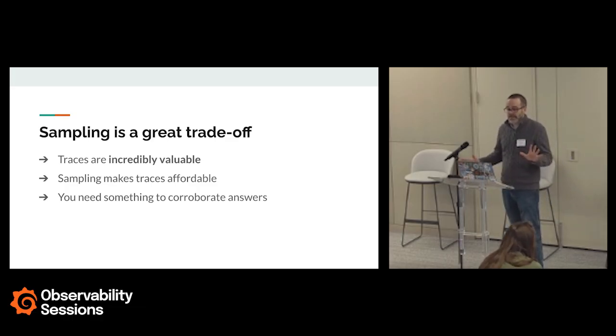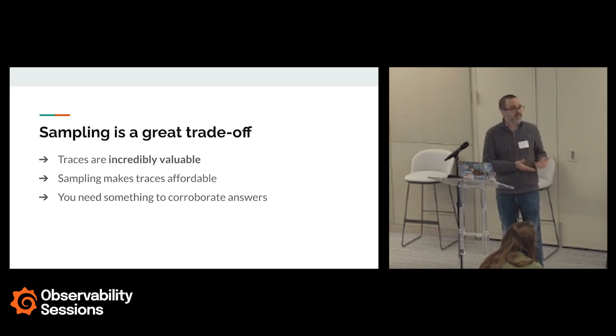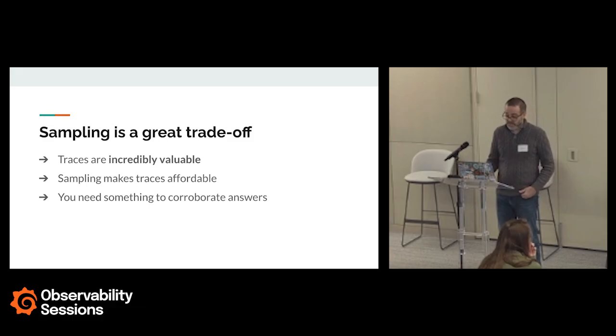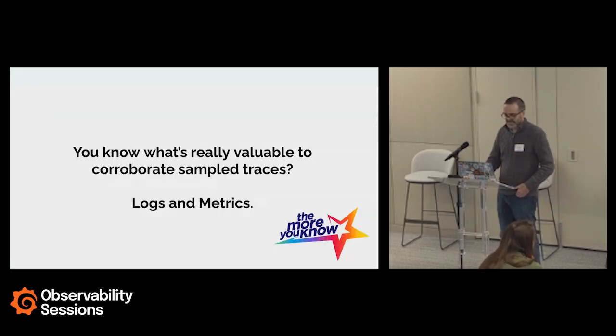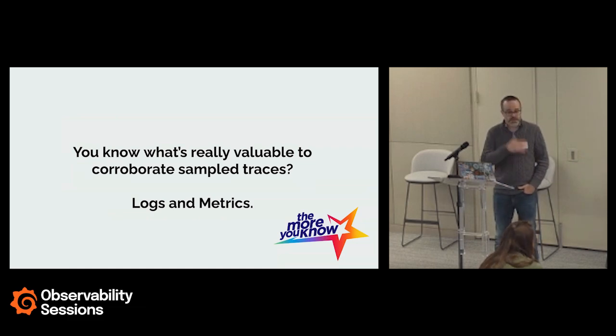So overall, sampling is an incredibly valuable tool, and it allows us to afford tracing. And tracing, if you guys haven't actually used it, is an incredibly valuable tool for understanding a big distributed system. It's hard to imagine how we would solve a lot of the kinds of problems we have without it. And sampling makes it affordable. But I think the caveat is you need something to corroborate the answers you get, because they can be wacky sometimes. And you know what's great for corroborating traces? Logs and metrics are fantastic because you're doing the calculations in completely different sets of data. You have a lot more confidence that you're getting the right answers.